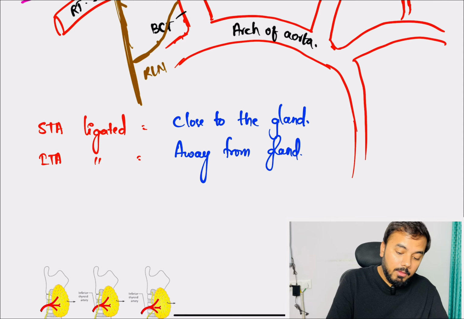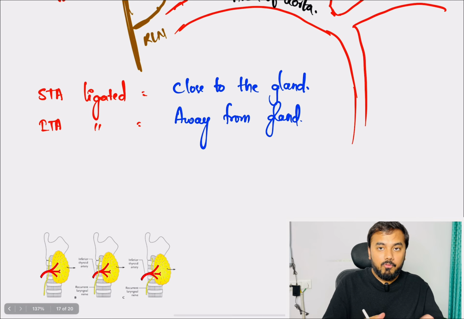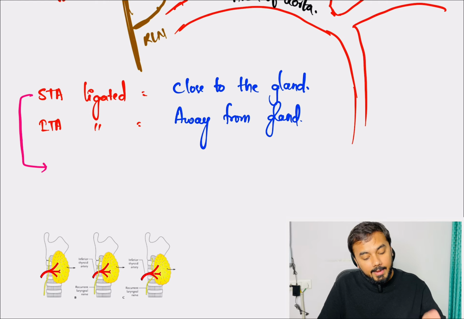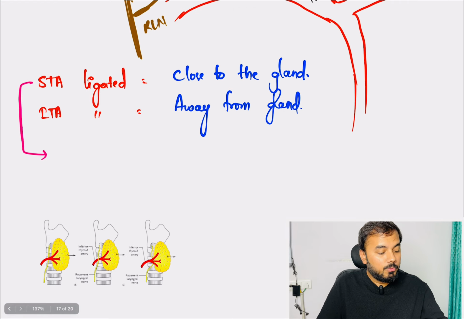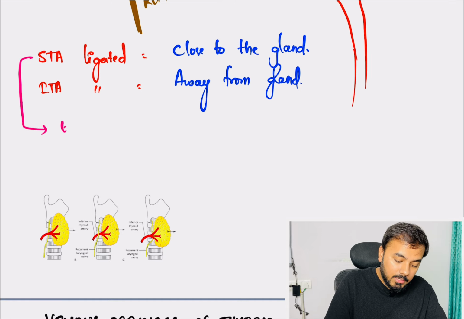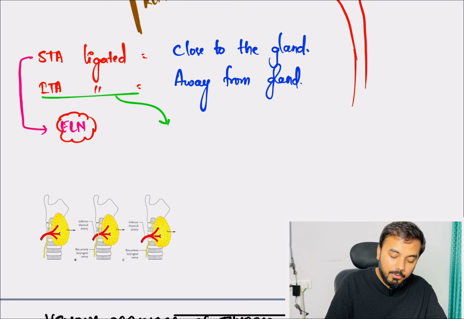Okay, why? Because if you are not following these rules, what will happen is that superior thyroid artery ligation can lead to damage of the external laryngeal nerve. In the same way, inferior thyroid artery ligation can lead to damage of the recurrent laryngeal nerve.